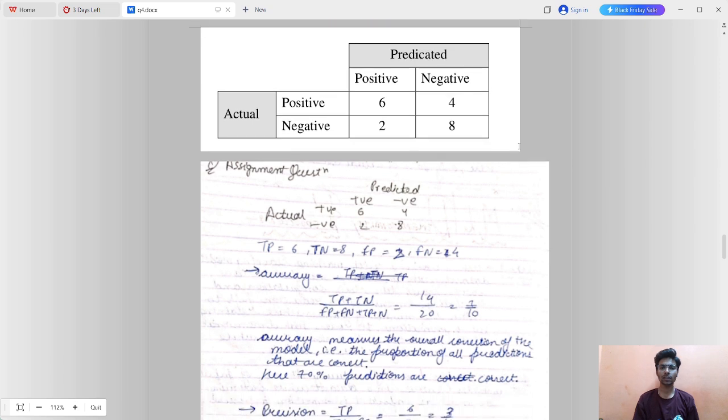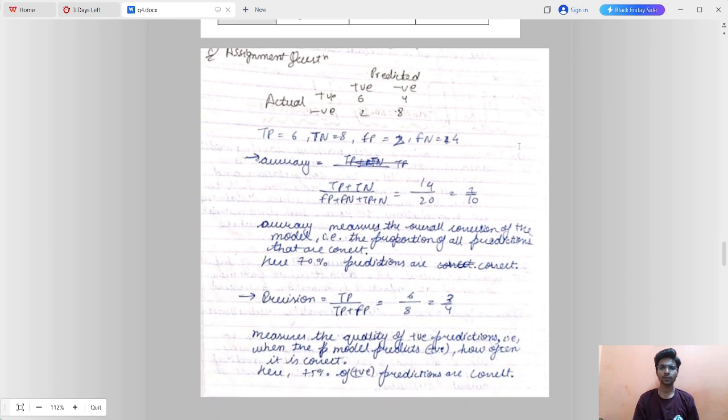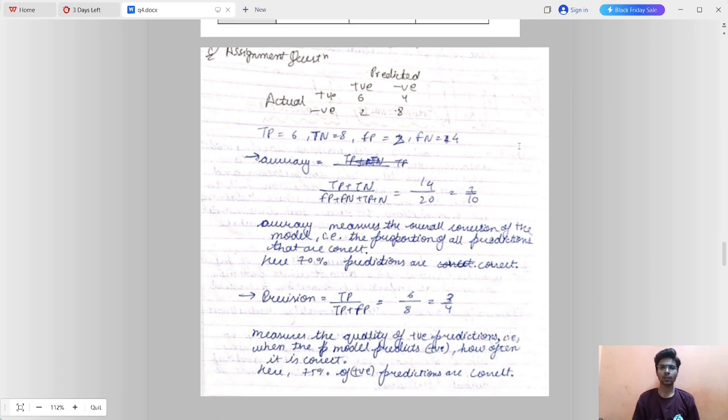Fourth question, we have a table in the assignment. The accuracy. Accuracy means the overall correctness of the model, i.e., the proportion of all predictions that are correct.